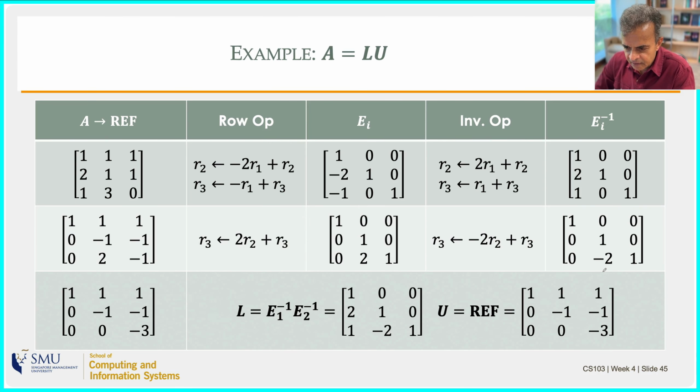Now L, as you know, is E1 inverse times E2 inverse. Remember, the order is going to be flipped because you're taking the inverse from one side to the other. Think about it. When you multiply this and this, I'm claiming that you will get this. Then U is the REF, which we obtain by actually performing these operations, which is right here. So that's an example. There are more examples in the textbook. Please go through them and also work out some of those things either from the textbook or from the problem sets in the class.